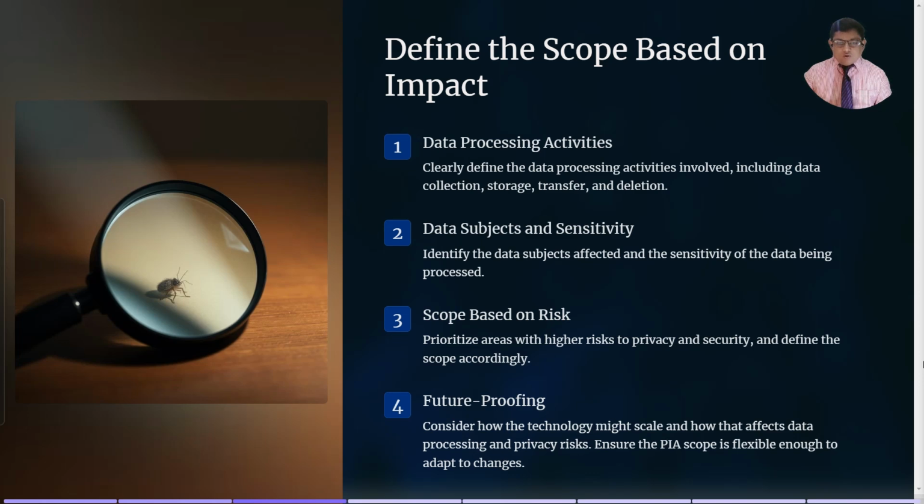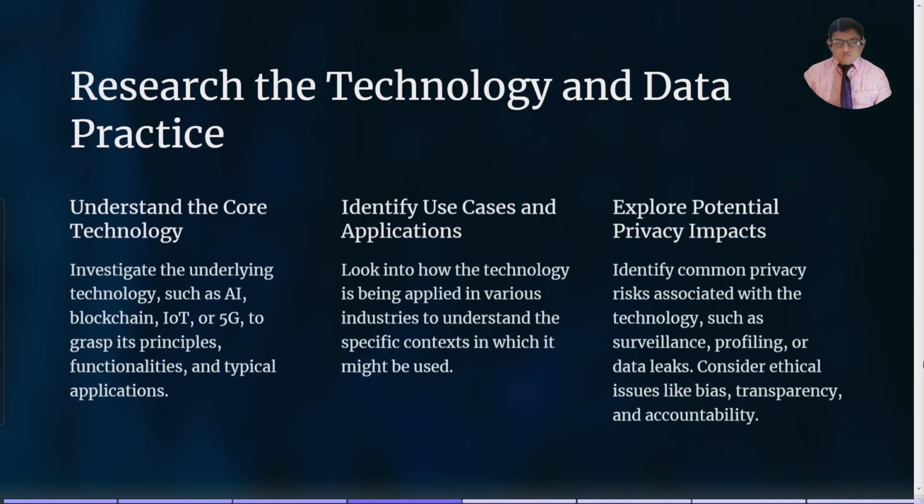Third, scope based on risk. Prioritize areas with higher risk to privacy and security and define the scope accordingly. Fourth, future proofing. Consider how the technology might scale and how that affects data processing and privacy risk. Ensure the PIA scope is flexible enough to adapt to changes.